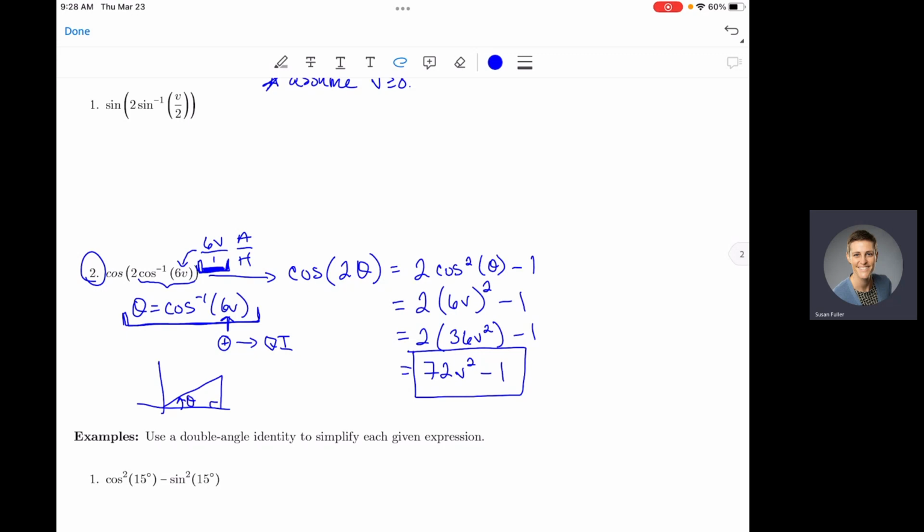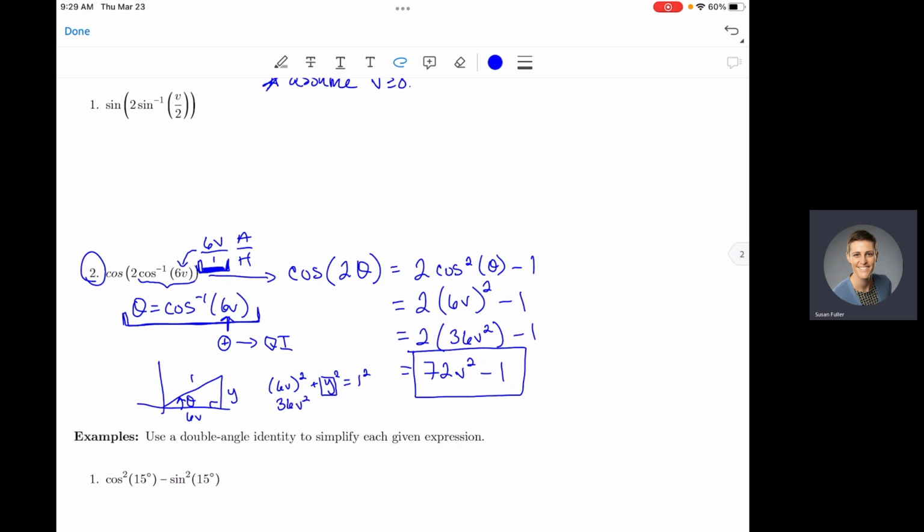I don't know what it is, but that's okay. But what I do know is that the cosine value, adjacent over hypotenuse, is 6v over 1. So my adjacent side is 6v. My hypotenuse is 1. And if you call this opposite side y, in order to solve for this, we'll do the Pythagorean theorem. So a squared plus b squared equals c squared. And this is what we're solving for here.